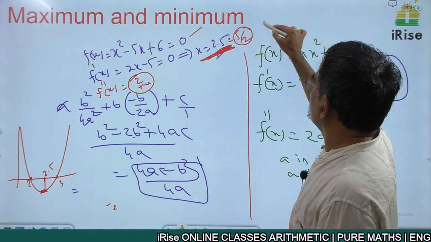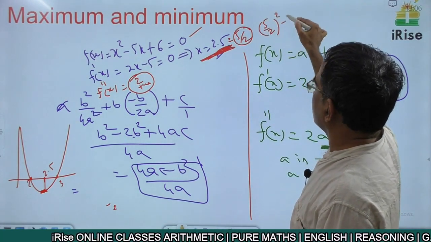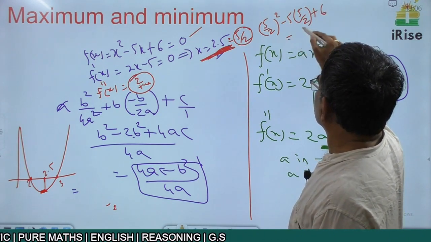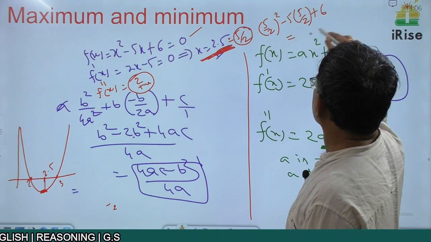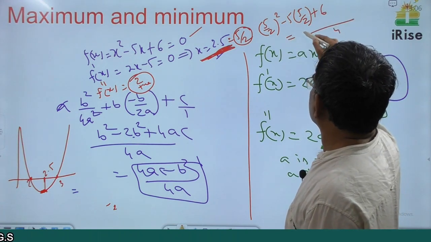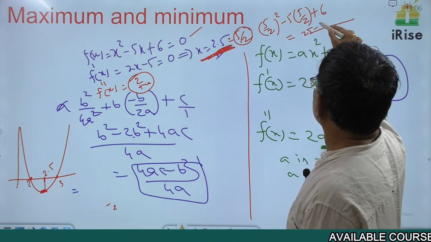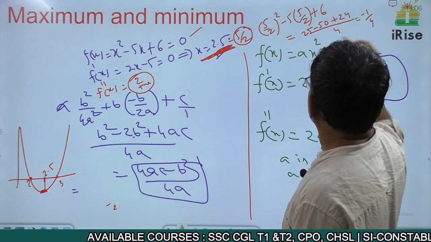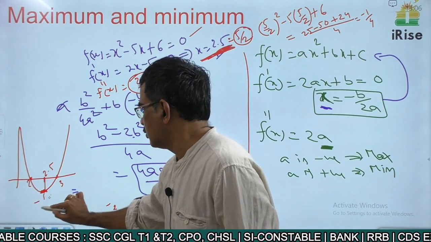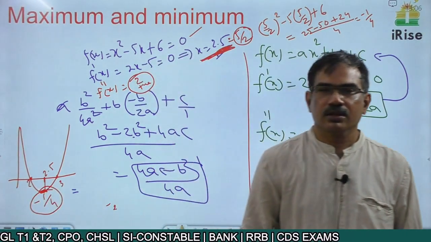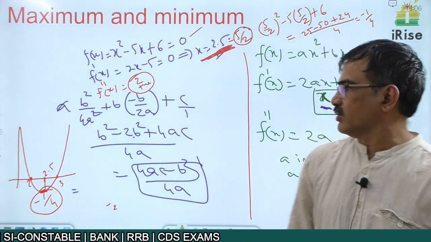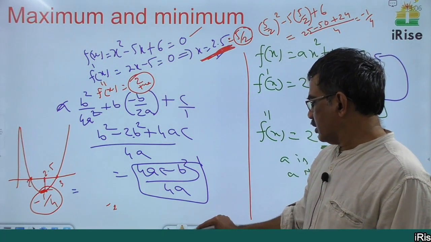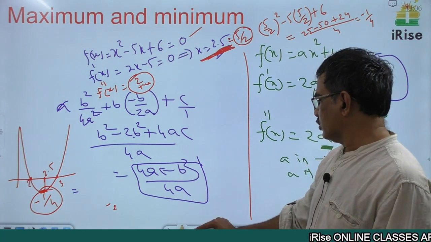Nothing but 5 by 2 whole square minus 5 into 5 by 2 plus 6. Okay. If we simplify this, the LCM is 4. 25 minus 50 plus 24, minus 1 by 4. So this value is minus 1 by 4. The minimum value is minus 1 by 4, exists at 2.5. And I want to apply the formula also.